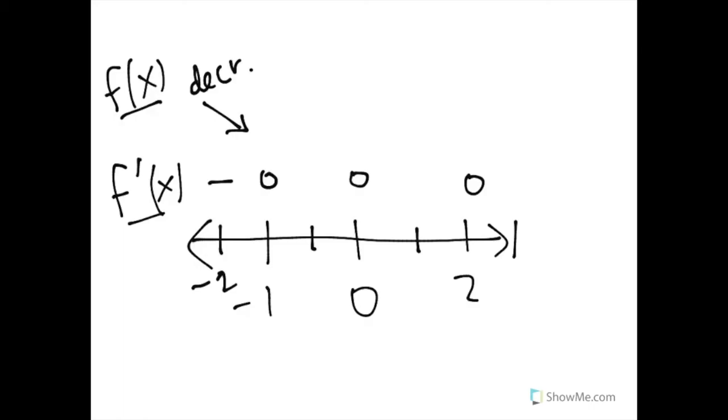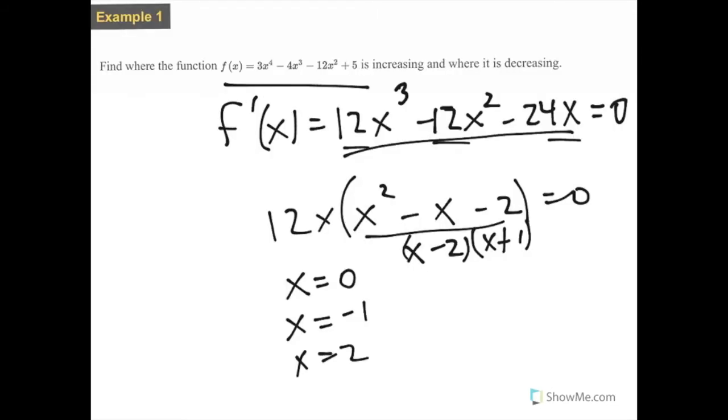If you go ahead and plug in a value between -1 and 0, how about -1/2? Seems like a pretty good choice. There are no whole numbers in between there, but plug that into f prime.